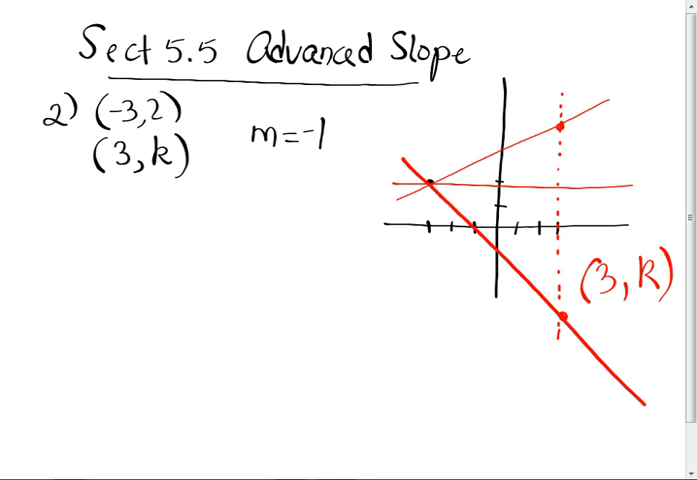We're going to try and figure out what k is. I suppose you could count, but let's pretend that the number's not nice. So do you remember the slope formula? No, that's the equation of a line. That's coming next week. Y1 minus Y2 over X1 minus X2.